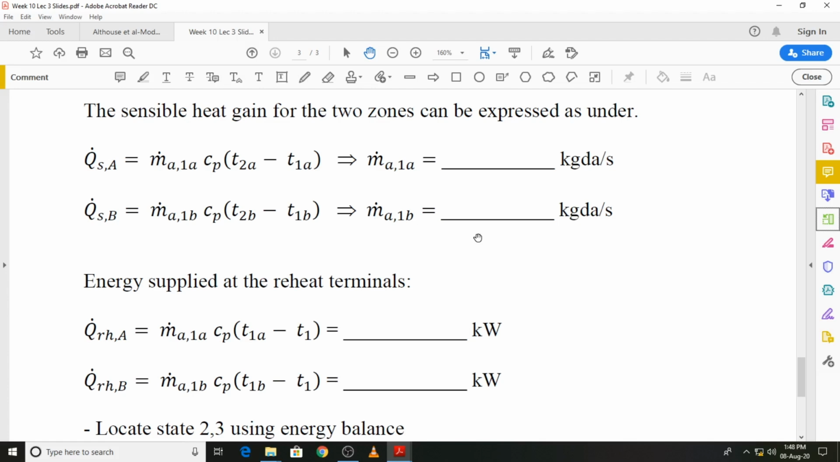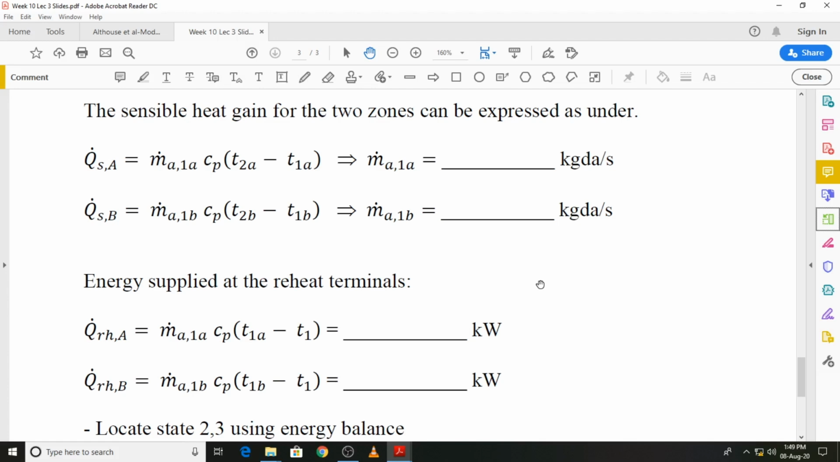And once we know the mass flow rate to each of the zones, then we can find out the energy supplied at the reheat terminals. Because it's sensible heating, the equation is the same: the energy transfer rate is equal to the mass flow rate into the specific heat into the temperature difference. And remember, the air after the cooling coil is at a temperature T1, or you can say T6 or T7, they are all the same, and that air is heated by the individual reheat terminals.